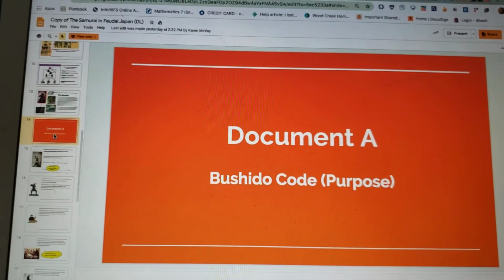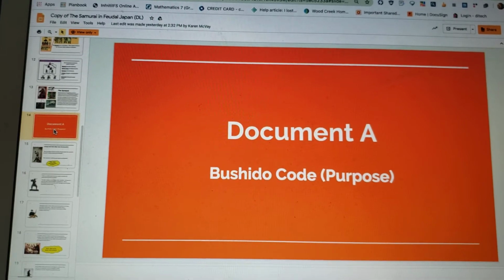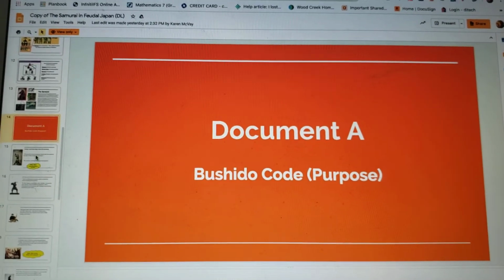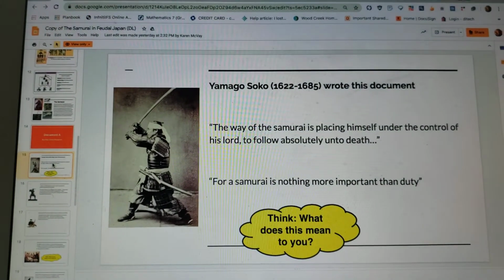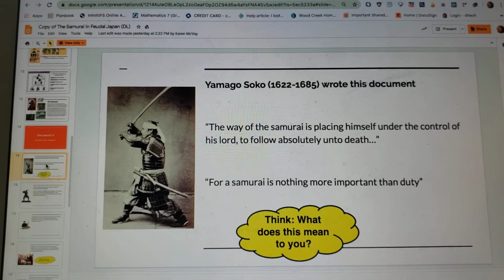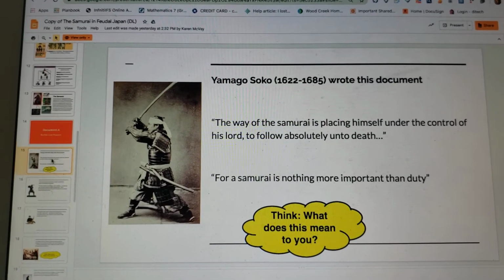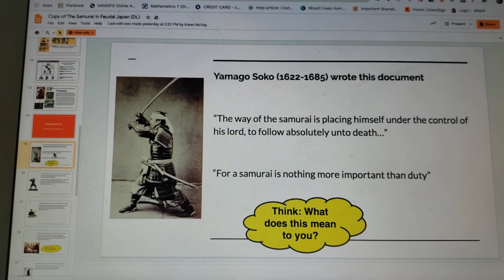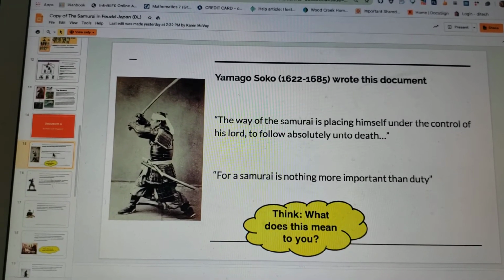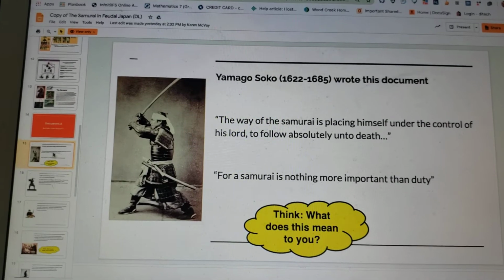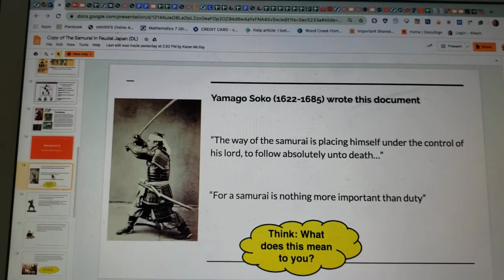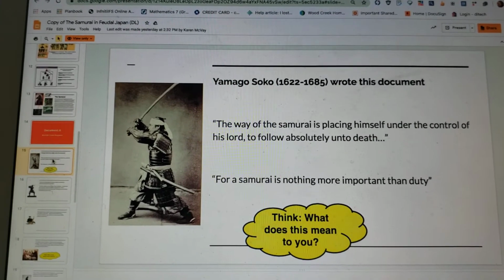So here's document A, slide 14, the Bushido Code, or the purpose. Slide 15, Yamaga Soko, who was born in 1622 and died in 1685, wrote this document. The way of the samurai is placing himself under the control of his lord to follow absolutely until death. For a samurai, nothing is more important than duty, was a famous quote.